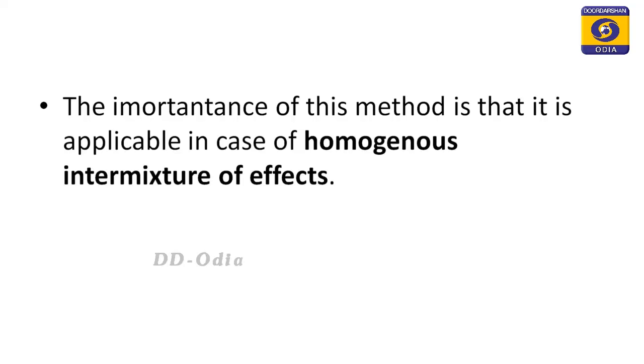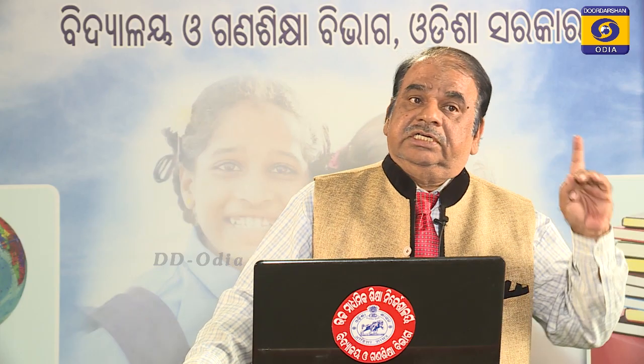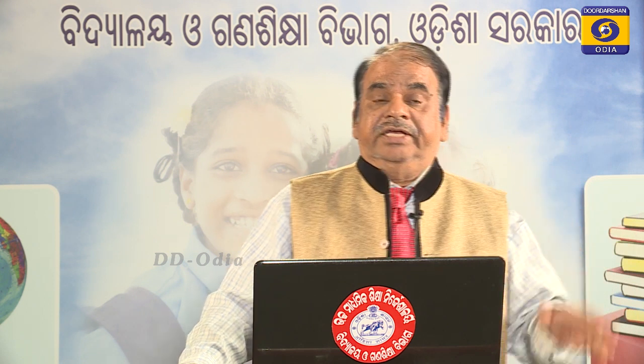The importance of this method is that it is applicable in case of homogeneous intermixture of effects. Again, we have pointed out that method of agreement and joint method of agreement and difference were incapable of being applied in case of intermixture of effects, but if the intermixture of effect is homogeneous, this method of concomitant variation can be applied in such cases. So, this is also another important advantage of this method.